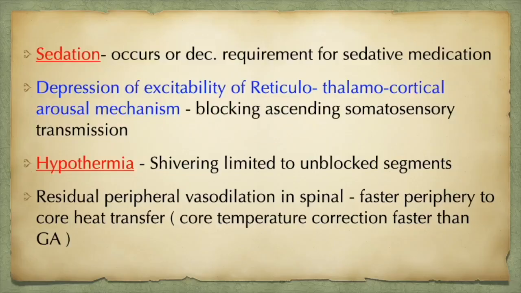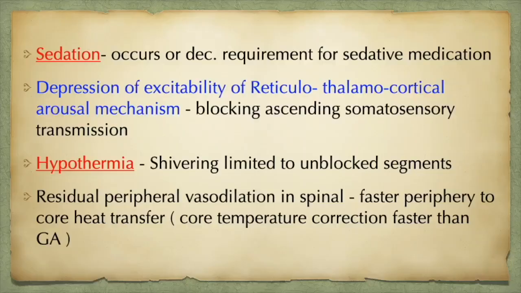Sedation occurs following spinal anesthesia. It can be observed more so in elderly patients because there is depression of the excitability of the reticular thalamic cortical arousal mechanism. The proprioceptive impulses from the lower limbs are constantly transmitted upward to the reticular activating system and reach the cortex of the brain and keep the patient awake. When everything is blocked, this activation is put at a standstill, and even a small amount of sedation can lead to profound sedation, especially in elderly patients.